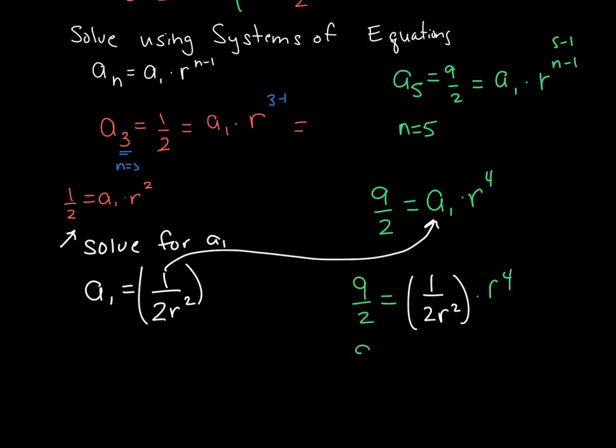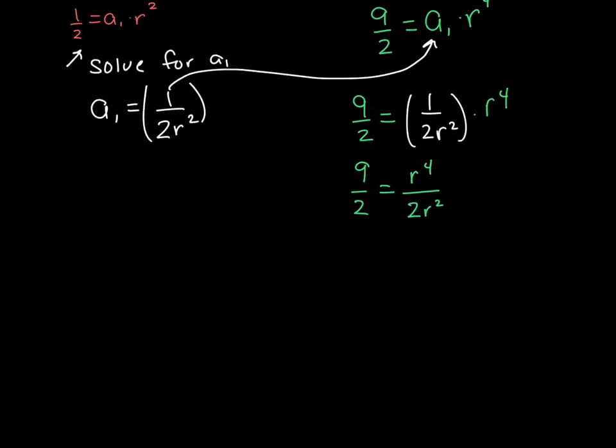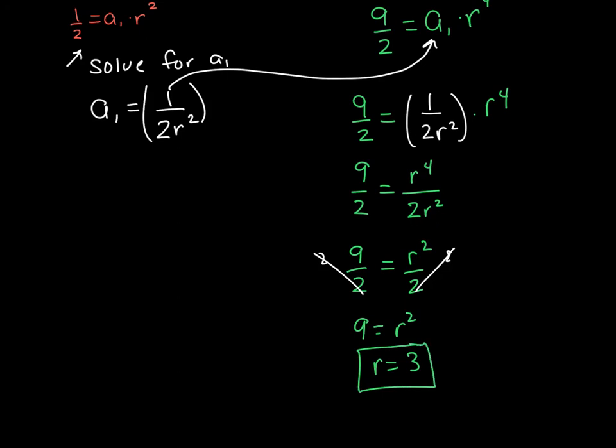Let's simplify that a little bit. That's 9 over 2 is equal to r to the 4th over 2r squared. Now that gives me 9 over 2 is equal to r squared over 2. Those 2's just cancel out, which leaves me with 9 is equal to r squared, or r is equal to, in this case, 3. I know it's not negative 3 because it's not an alternating positive negative series, so I leave it as r is equal to 3.